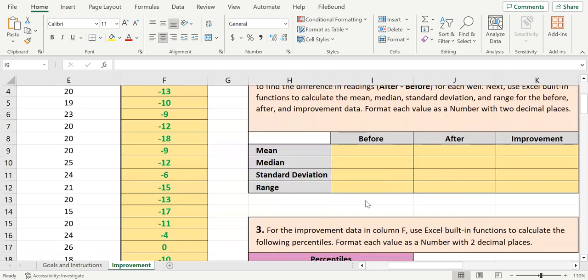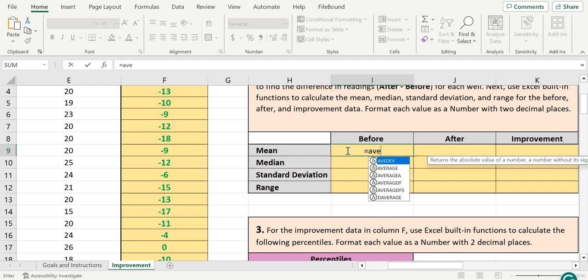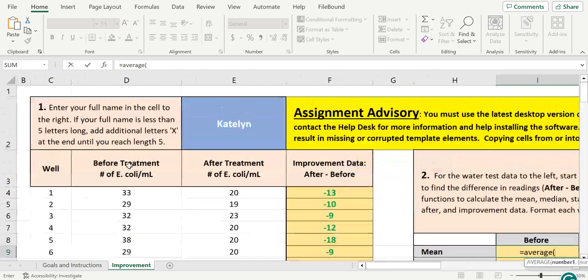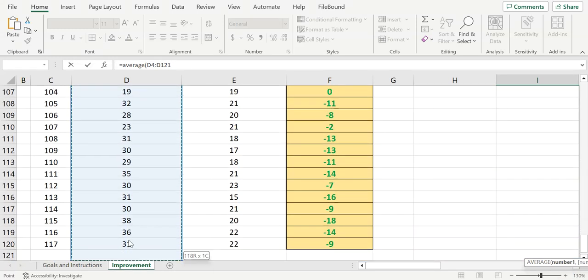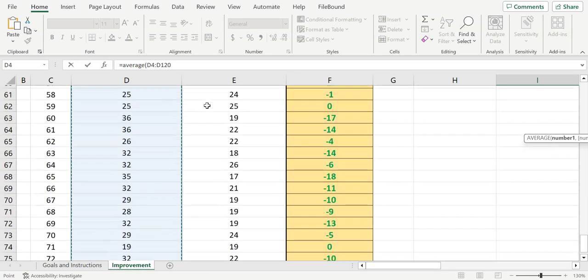So to find the mean, you want to use the average function. So you'll type your equal sign, type out the word average, open the parenthesis, and then go highlight the data in the appropriate column. So I'm working in the before data, so I'll go over to column D, which contains all of my before treatment numbers, and I'll highlight all of those numbers. After I finish highlighting, close the parenthesis and hit enter.